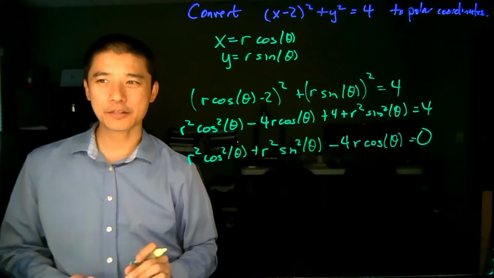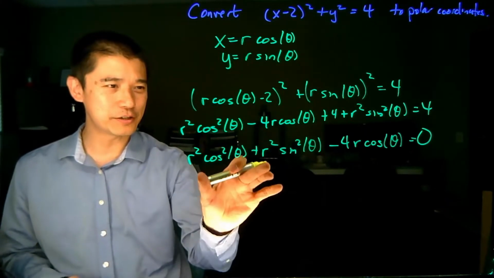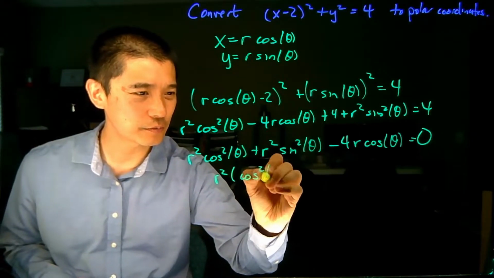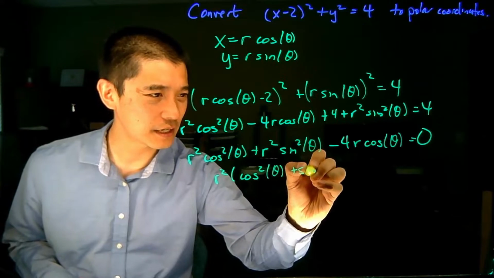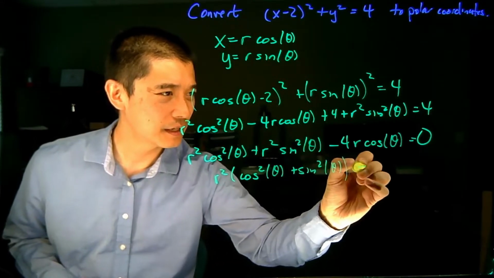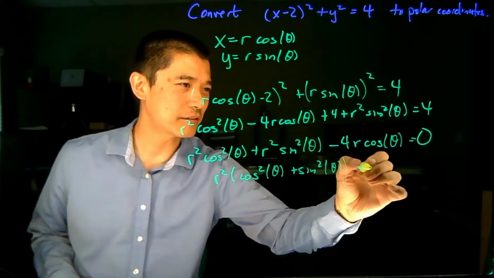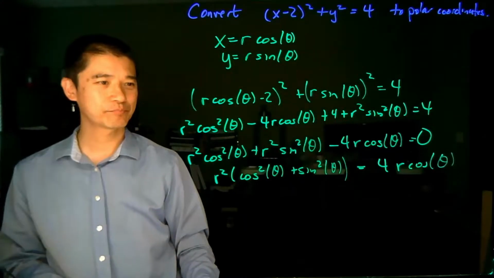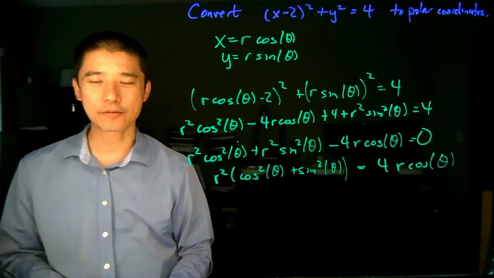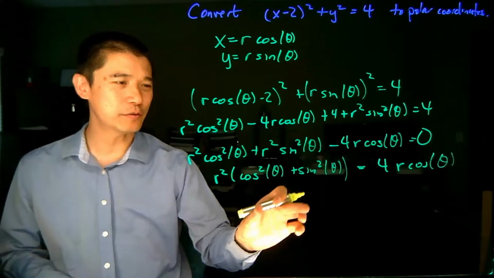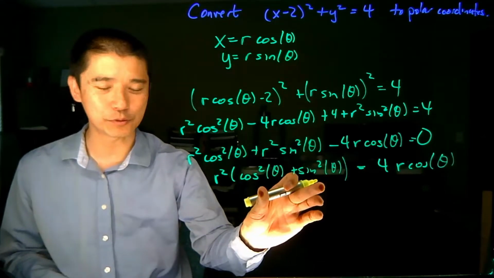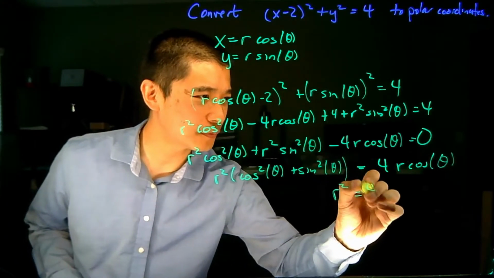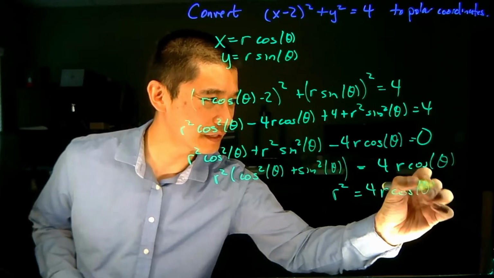When you look at this, something should jump out at you about it, which is that you can factor out an r squared. R squared times (cosine squared theta plus sine squared theta), and we can move this to the right-hand side of the equation, equals 4r cosine theta. Sine squared theta plus cosine squared theta, again, your instincts need to take over. You've seen this pattern before. This is equal to 1 because this is the Pythagorean identity. So we have r squared equals 4r cosine of theta.